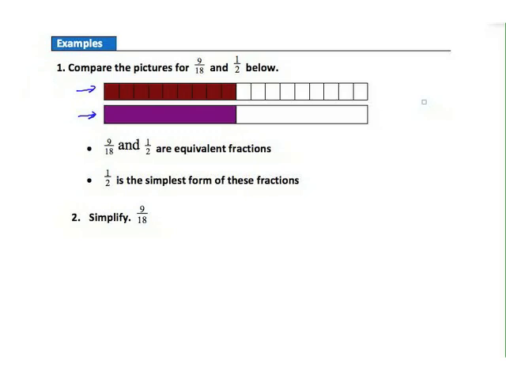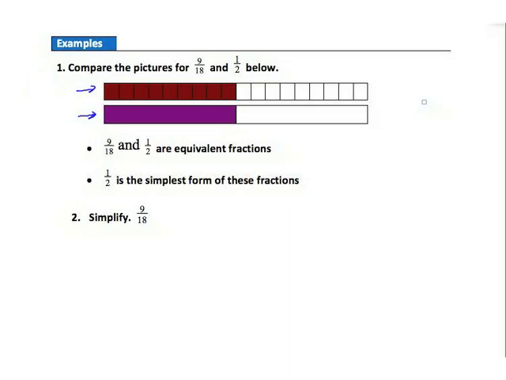Of these two fractions, 9/18 and 1/2, 1/2 is the simplest form of the fraction. It's a lot easier to understand 1/2 of something than it is to understand 9/18 of something. So we always try to get fractions in their simplest form because it's easier to understand those fractions. Let's take a look at example 2.